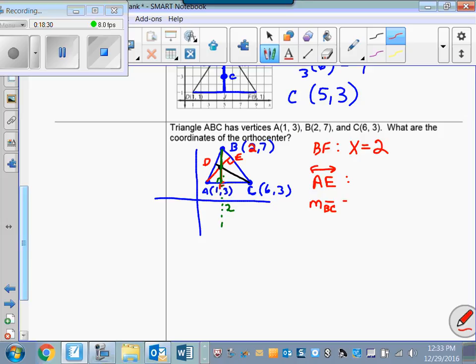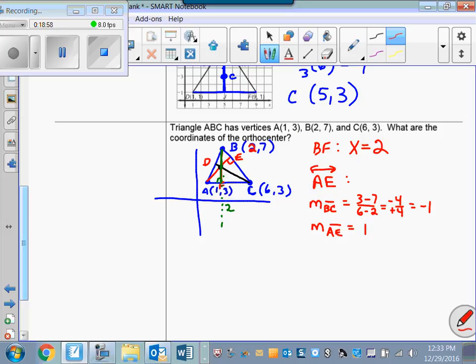Slope of BC equals 3 minus 7 over 6 minus 2, which is negative 4 over positive 4, which is negative 1, right? But how does that help me with the slope of AE? Oh, because it's perpendicular, so it's the negative reciprocal. So the slope of AE is going to be positive 1.